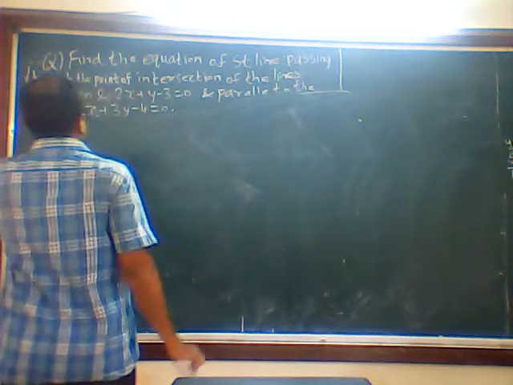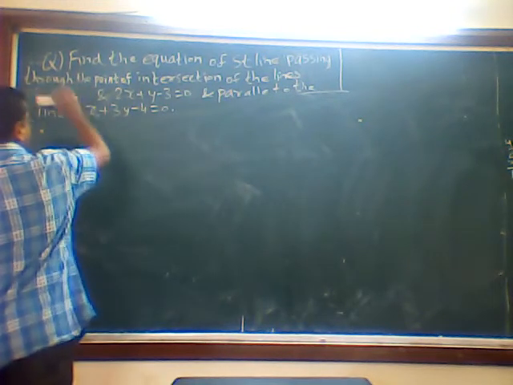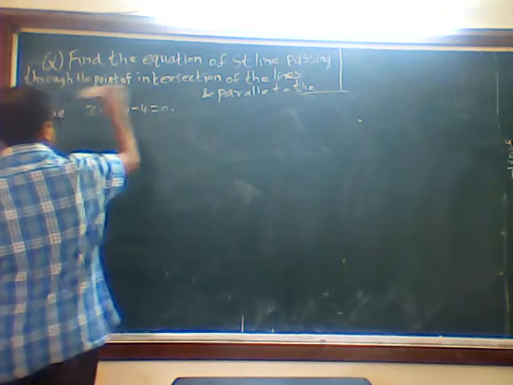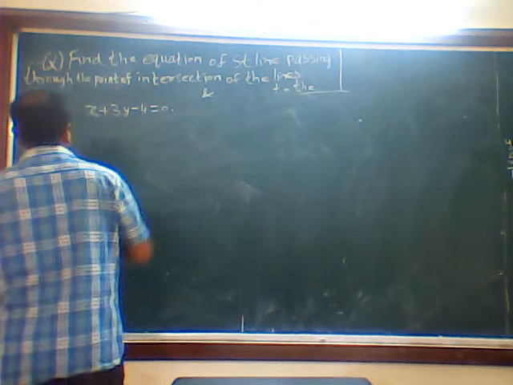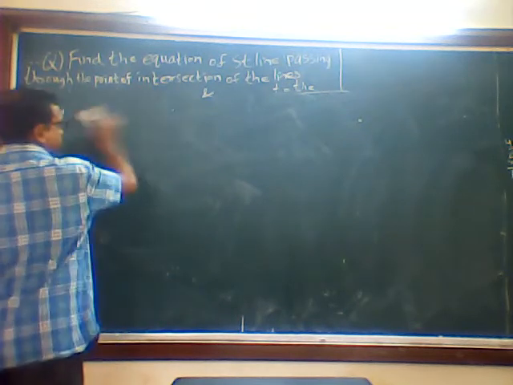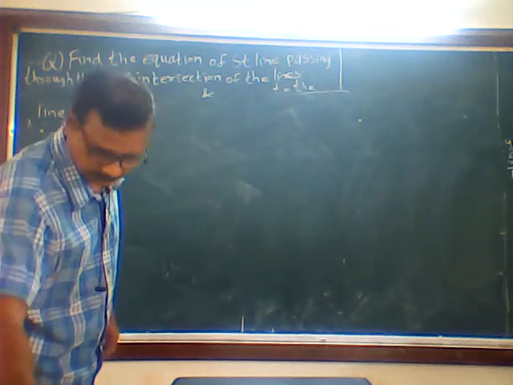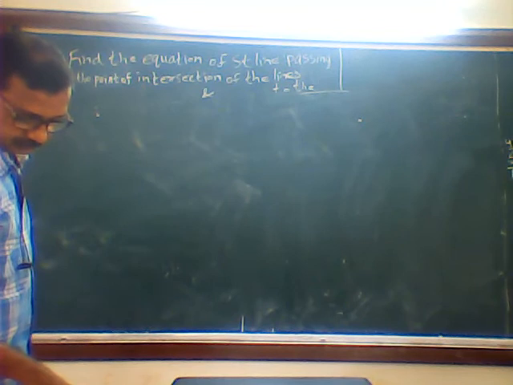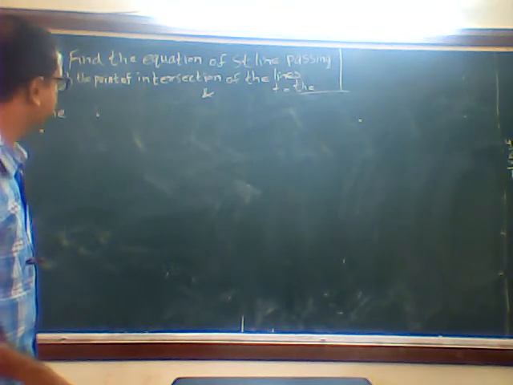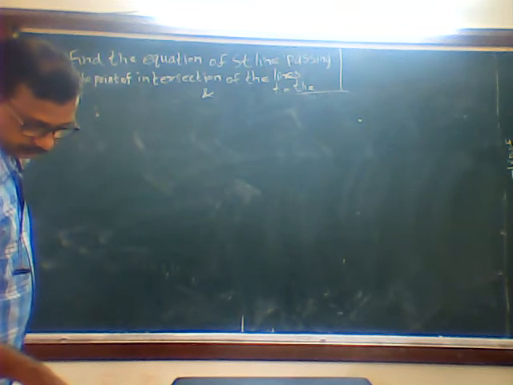Find the equation of the straight line passing through the point of intersection of the lines. I write the new lines. And it is parallel and it is perpendicular. Find the equation of the line through the point of intersection.